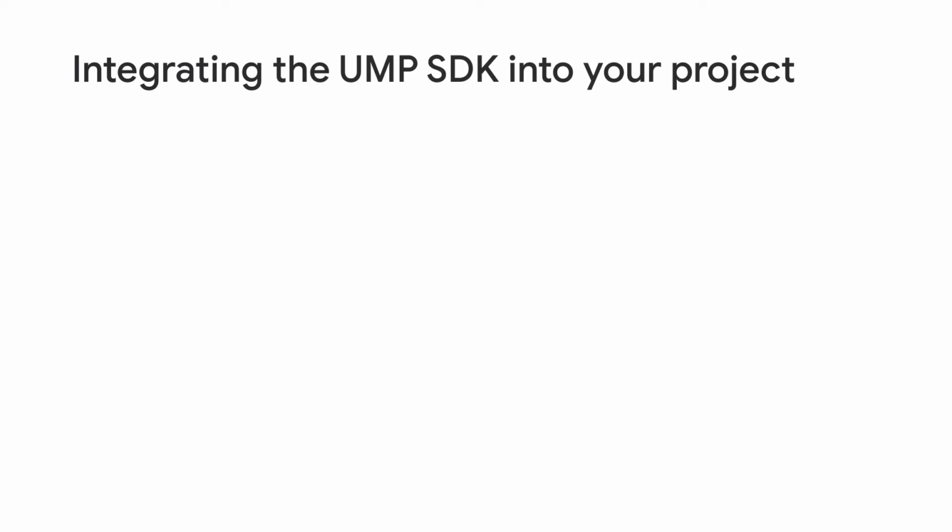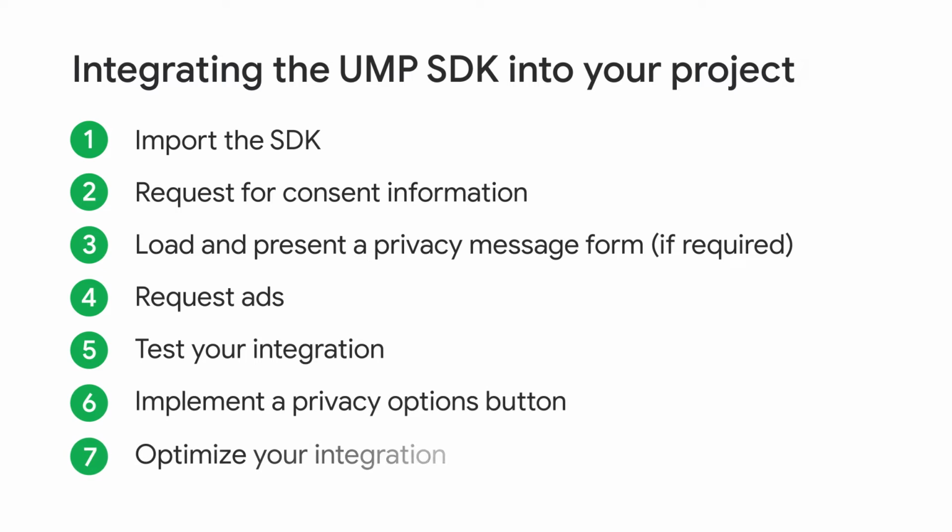A complete integration of the UMP SDK includes the following key steps. I'll walk you through each step with a demo Android Studio project. First, we'll import the SDK, then request consent information, load and present a privacy message, request ads. I'll show you how to test your integration, then we'll implement a privacy options button, and lastly, I'll talk about how to optimize your integration. So let's jump into a demo.